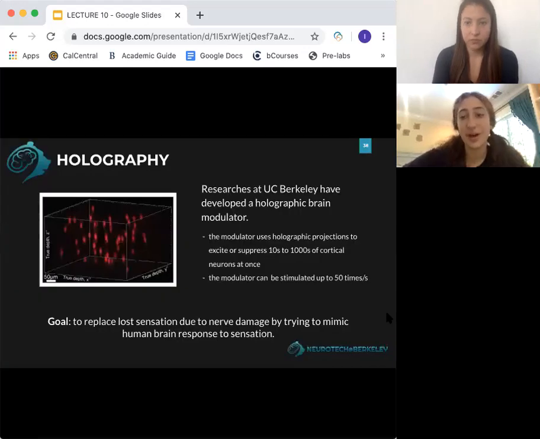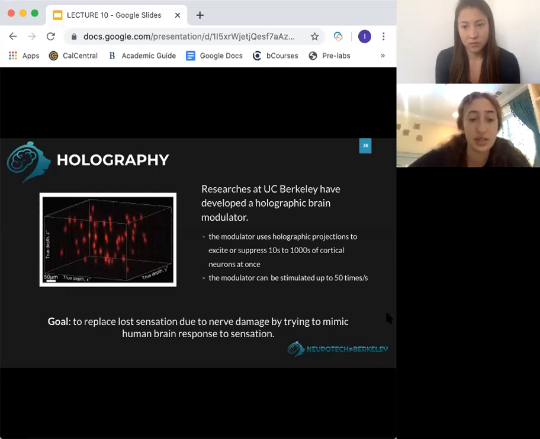So now, at our very core, of course, UC Berkeley has some contributions to this field. Researchers at Berkeley have developed a holographic brain modulator, and the modulator uses holographic projections to excite or suppress tens to thousands of cortical neurons at once. The modulator can be stimulated up to 50 times per second, mimicking firing rates in human brains.